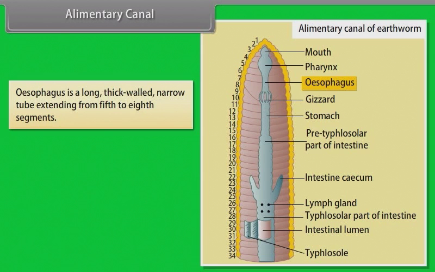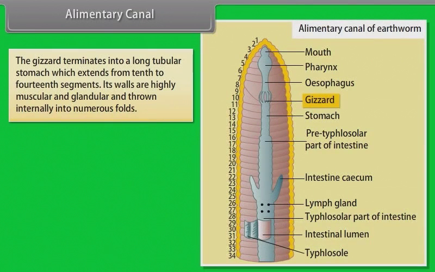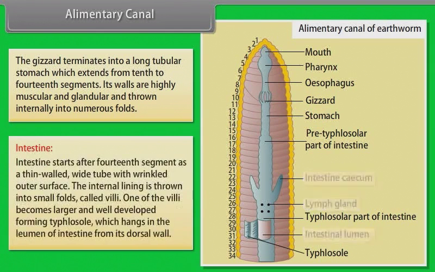Oesophagus is a long, thick-walled, narrow tube extending from the fifth to eighth segment. Gizzard is a hard, thick-walled, oval chamber present in the eighth and ninth segments. Its wall is highly muscular and consists of a thick layer of circular muscles. The gizzard terminates into a long tubular stomach which extends from the 10th to 14th segments. Its walls are highly muscular and glandular and thrown internally into numerous folds.